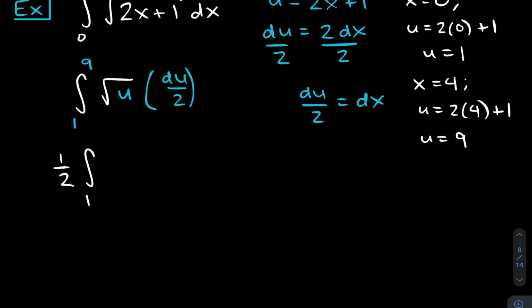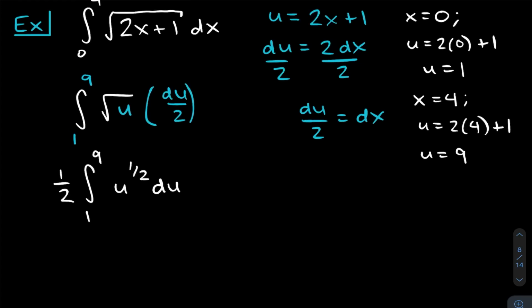Then we get the integral from 1 to 9 of, we'll make this radical u a u to the 1/2, du. And so now from here, this is pretty easy to integrate. We've already done this before. We go 1/2 times u to the, this is 3/2 now. We bring that power out front and we flip it, and now we get a 2/3 instead.